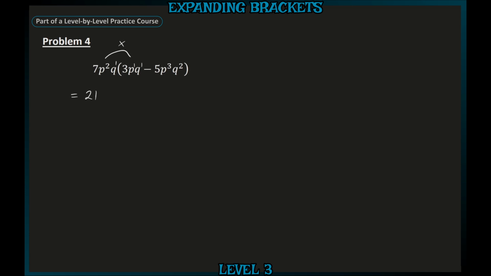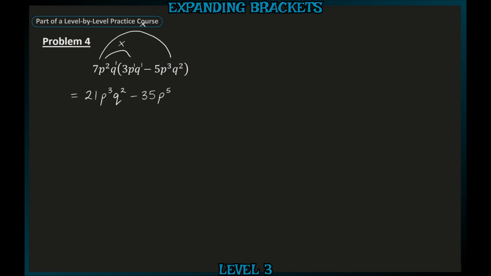Moving on to the p's, p squared times p to the power of 1 becomes p to the power of 3 because we add the powers, and the q's, q to the power of 1 times q to the power of 1 becomes q to the power of 2, or q squared, because again we add the powers. Next, we can multiply 7p squared q by minus 5p cubed q squared. So starting with the numbers, 7 times minus 5 is minus 35. Moving on to the p's, we have p squared times p cubed, which is p to the power of 5, because again we add those powers together.